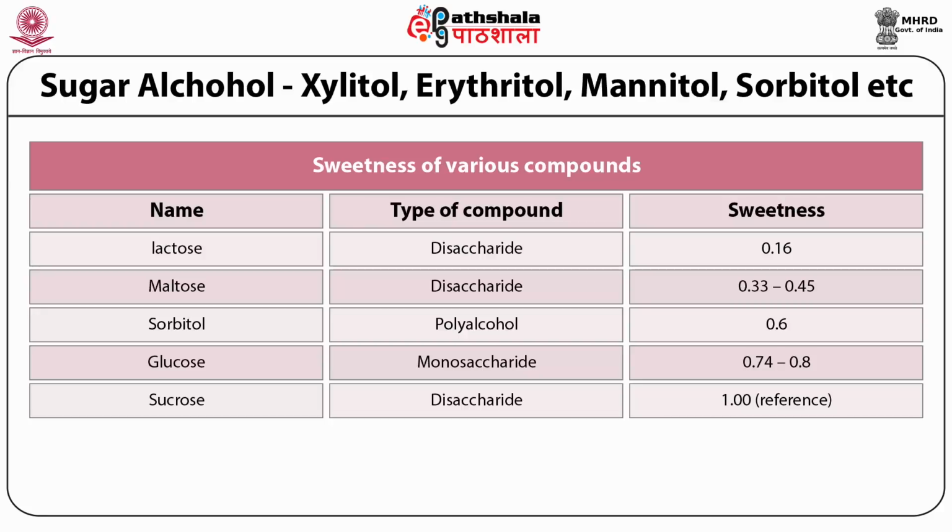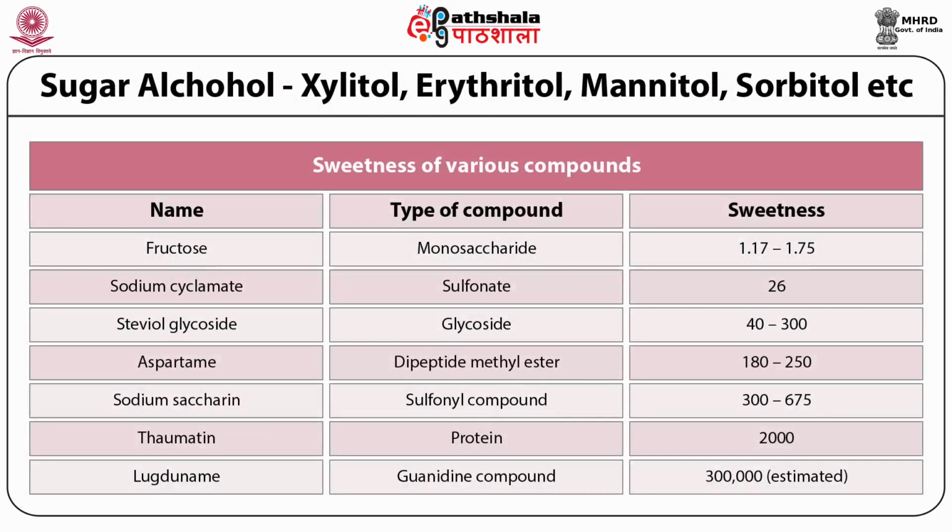So lactose, maltose, sorbitol and glucose have lower sweetness than sucrose, while fructose, cyclamates, glycosides, aspartame and other sweeteners have very high sweetness in comparison to the reference sucrose sugar. The maximum is lugduname, which is 3 lakh times higher than sucrose. These are all mainly used as non-sugar sweeteners in the market.